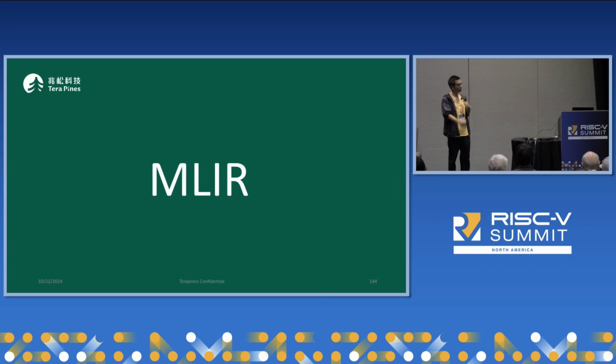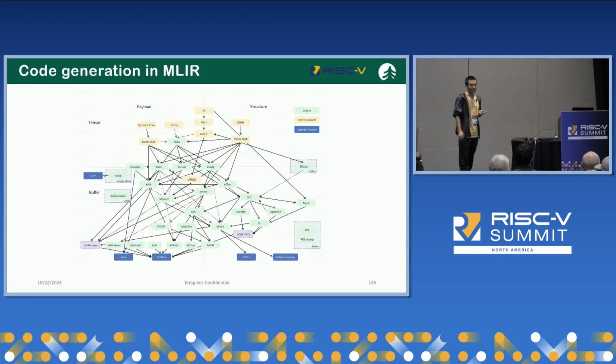Okay, talking about MLIR, here is the complex codegen path for MLIR. I only highlight a few of the paths. I think it's too small to see the words on that.